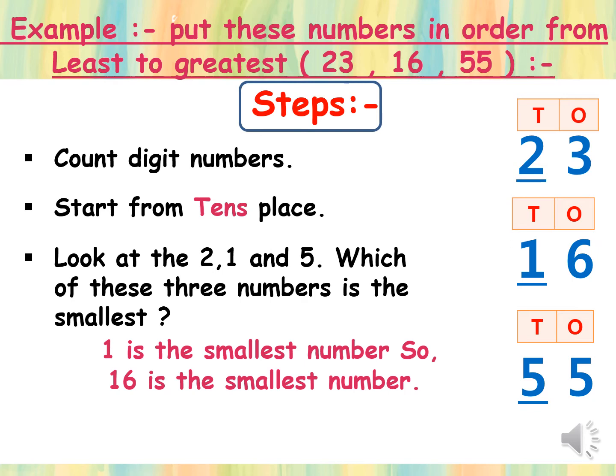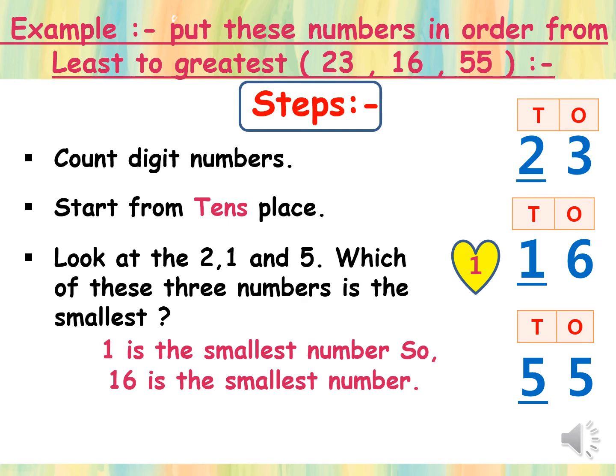Then start from the tens place. Okay, look at the tens place. We have here 2, we have here 1, we have here 5. So which of the 3 numbers is the smallest? 2 or 1 or 5? Yes, 1 is the smallest number, so 16 is the smallest number.